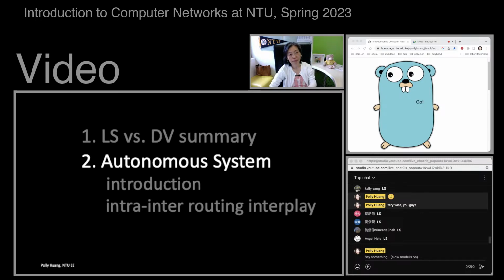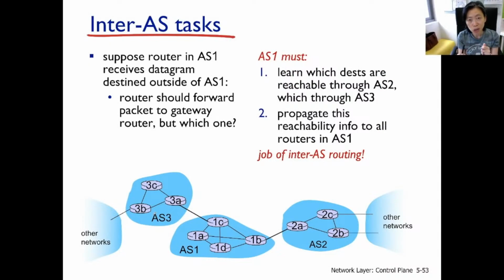And Polly will be using that example to illustrate again the interplay of intra-AS and inter-AS routing. To make sure the interplay is more clear, let's take a step back. Look at AS1 here: 1A, 1B, 1C, and 1D. These routers within the AS would run the intra-AS routing. Therefore, they would know the shortest path to each other. No problem. Now, at a higher level, at the inter-AS routing level, we have these gateway routers. 1C and 1B are the gateway routers of AS1. 3A is obviously a gateway router for AS3.